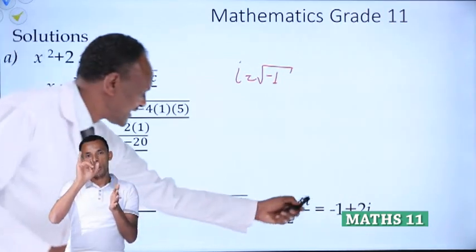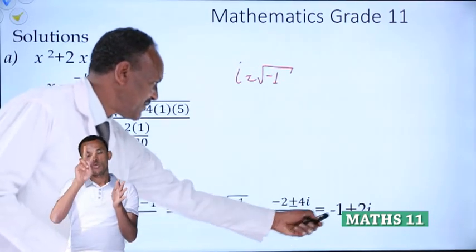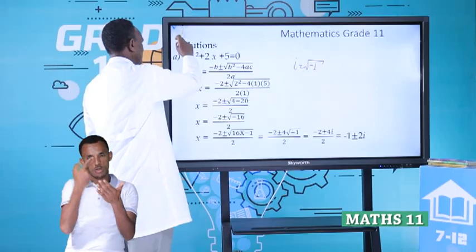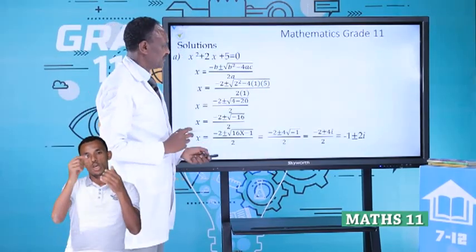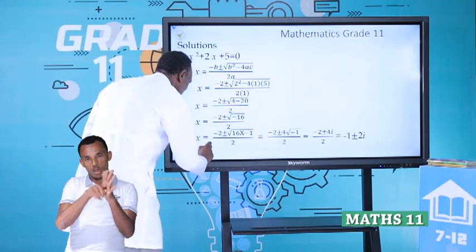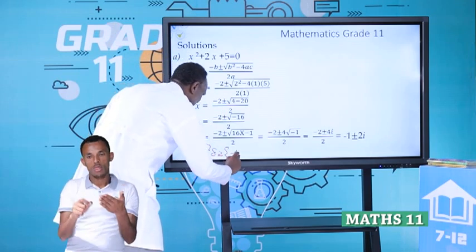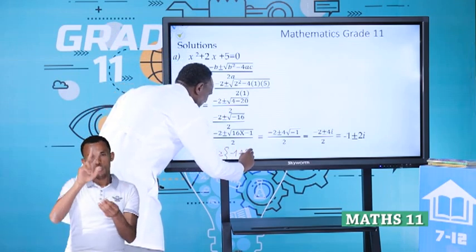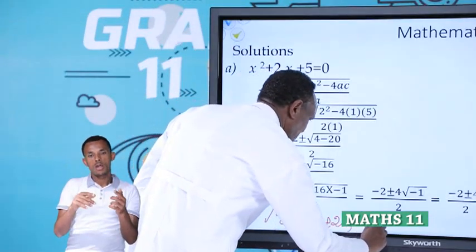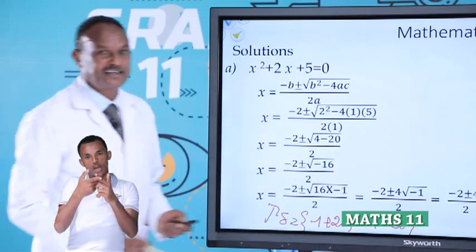When this is simplified, negative 2 divided by 2 is negative 1, and 4 divided by 2 is positive 2. We have a solution for this equation. What is the solution? The solution set: negative 1 plus 2i is one solution, which we can write as negative 1 plus 2 times i. It is a complex number. The second one is negative 1 minus 2 times i. It is the second solution for this quadratic equation.